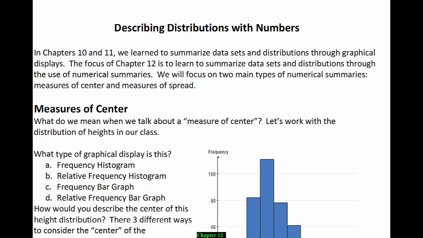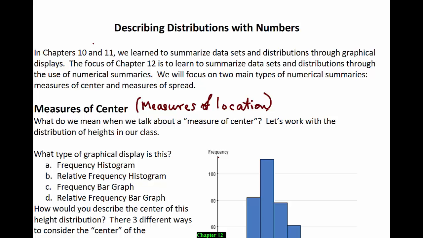What do we mean when we talk about measures of center? Well, another way to say that is measures of location. And what do we mean by location? We mean if we were to look at a histogram of the observations, where would the histogram be located on the real number line? So where is it located on the real number line?